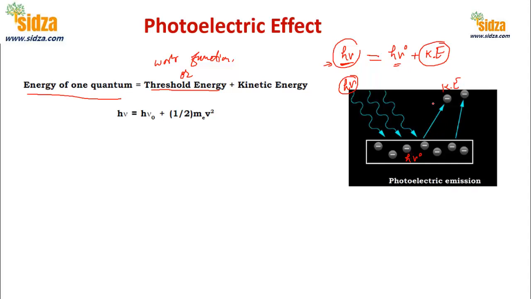Photoelectric effect cannot be observed if the quantum that we use for the radiation has an energy less than this threshold energy. So we need a certain minimum energy in the radiation, in the quantum, so that it can knock out the electron. So photoelectric effect is observed only when the frequency of this radiation that we use here is more than or equal to the threshold frequency. Only then you can observe the photoelectric effect.